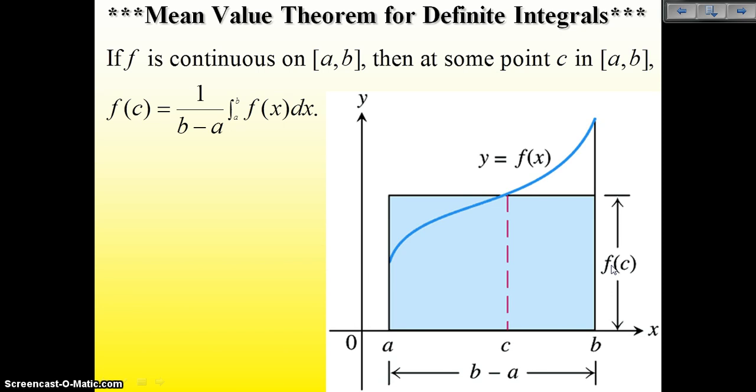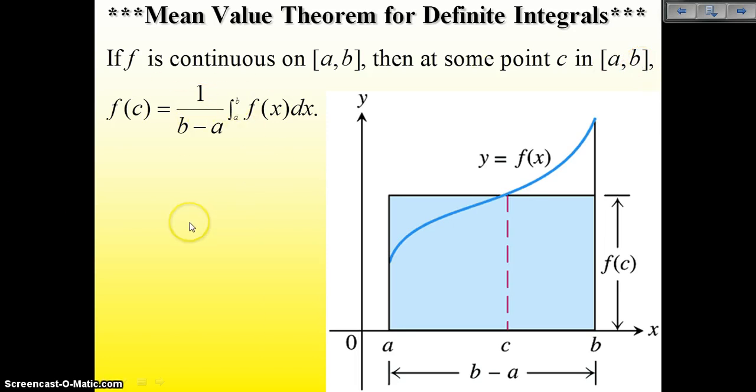And this is a perfect lead-in to the mean value theorem for definite integrals, and you see it is starred. This is the next theorem in our big 7 theorems of calculus. If f is continuous on AB, then at some point C in AB, this must be true.